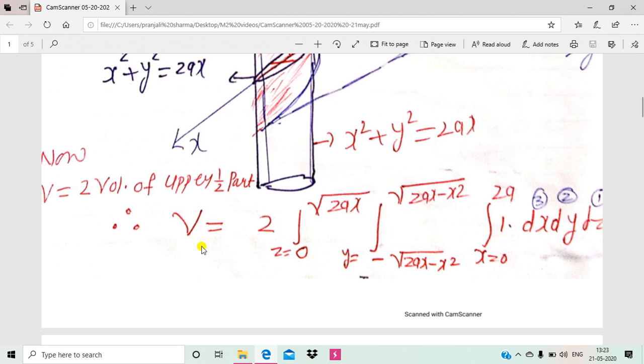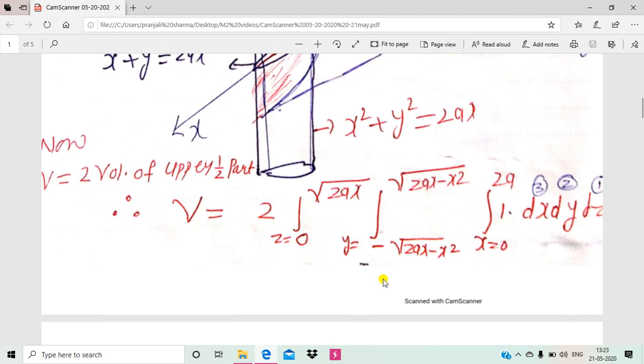And since the formula to find volume is the integration of 1 dx dy dz, and to cover up the lower part, it has been multiplied by 2. Now the order of integration will be: first integration in 3D, therefore we first integrate with respect to z, then the second integration in 2D will be with respect to y, and the last integration will be with respect to x. So we first integrate with respect to z, treating x and y as constant.